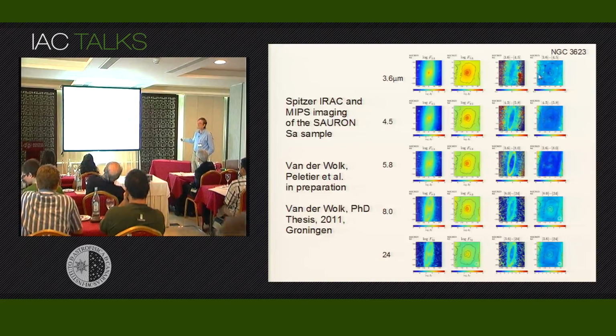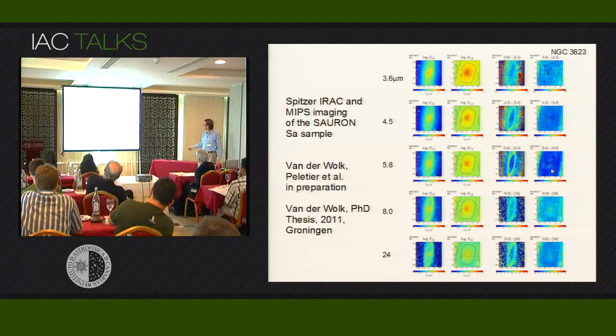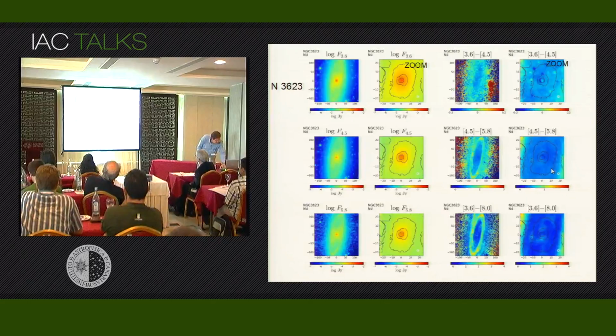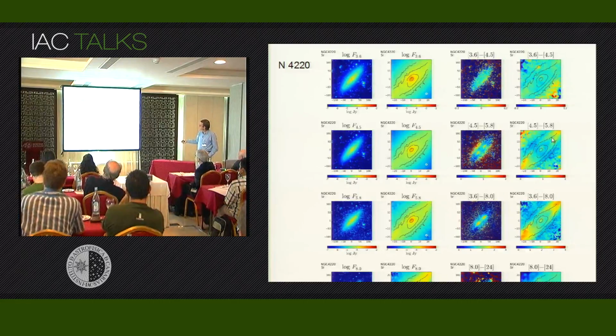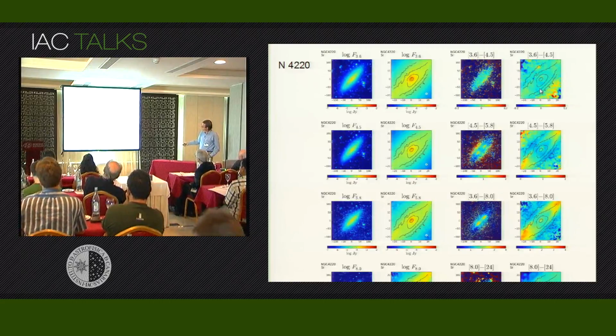So these are all kind of color maps. So he is doing all the colors, 3.6, 4.5, 5.8 up to 24. And you see for example, in 3623, in this map, 3.6 minus 4.5, you see a big ring, which is also there in the optical, like M31, but in the middle it's fairly dead. This blue means that there's an old population. And also in here you don't see much else sitting there, consistent with the optical stuff. So that's the zoom, you can see the same thing again.